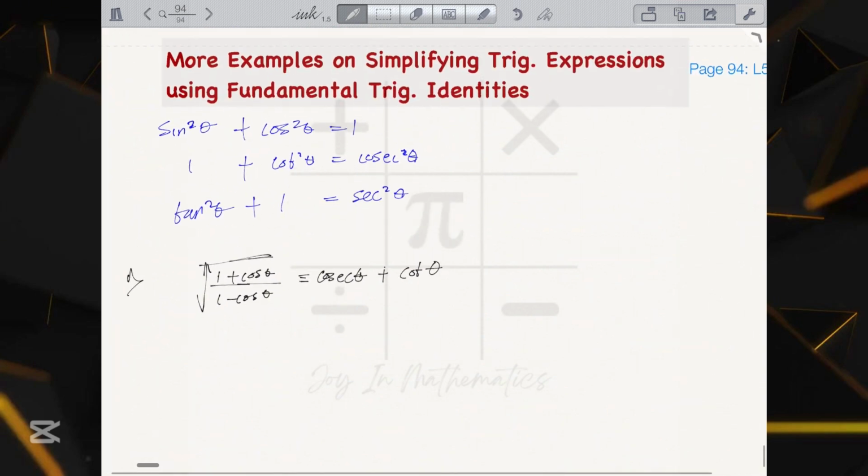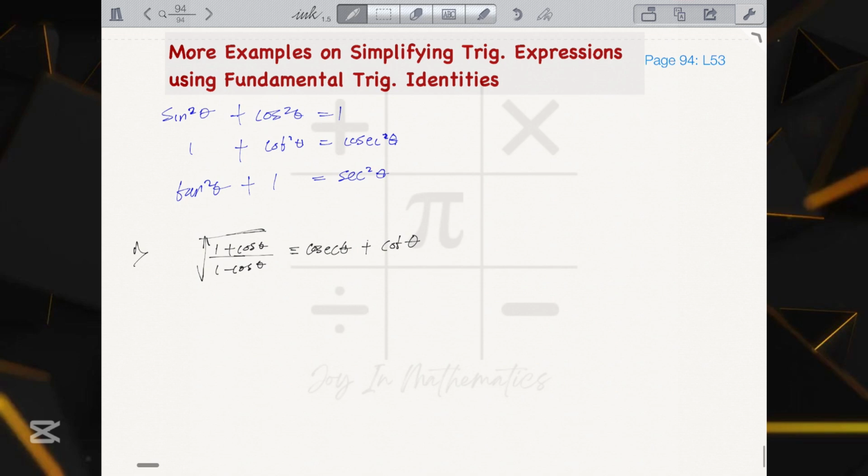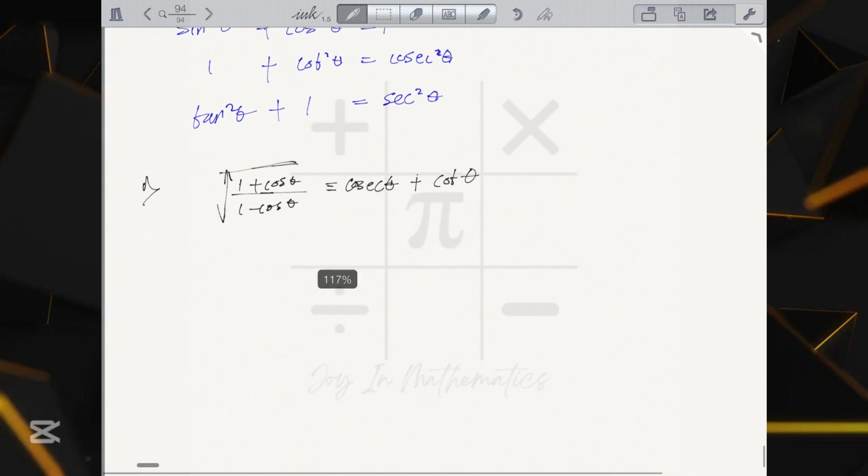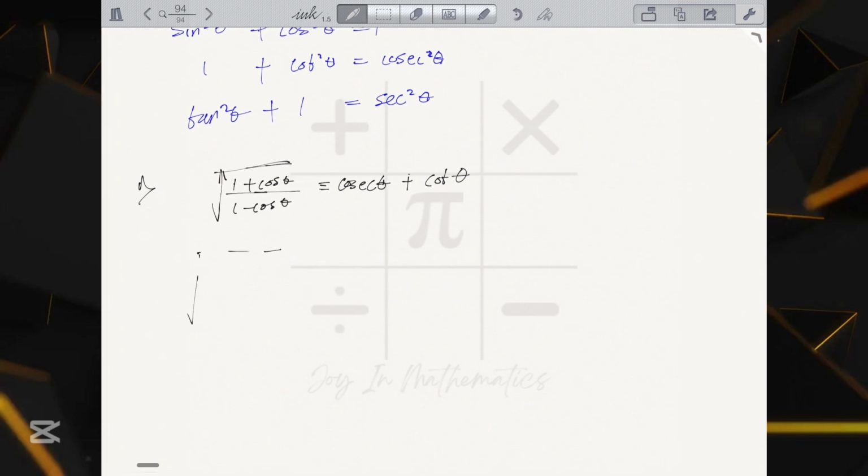So yes, you can as well pause the video, give this a try, and we'll solve it together. Remember, we are going from the left hand side to the right hand side. So with that, let's begin from the left hand side. We have root 1 plus cos theta divided by 1 minus cos theta.